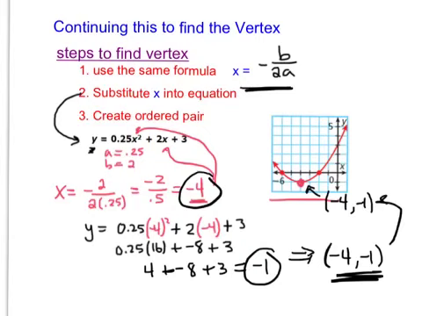vertex. And so now we can easily find our line of symmetry, because we know the line of symmetry is just our x value, because it has to pass through the vertex. So this value is x equals -1, or I'm sorry, -4, and so that's our line of symmetry too as well.